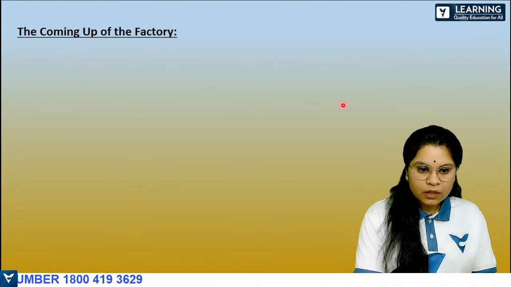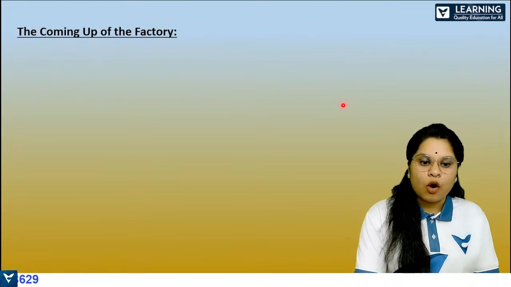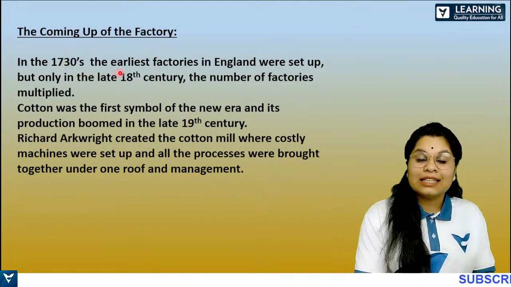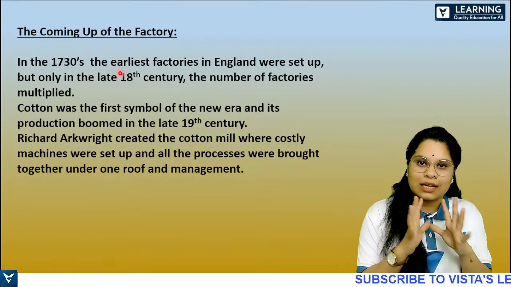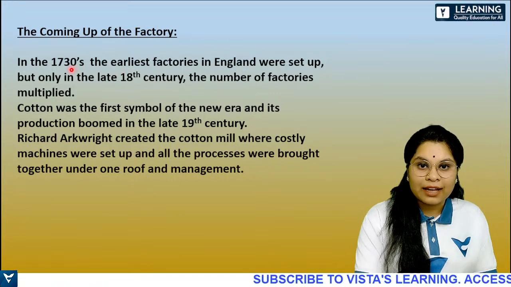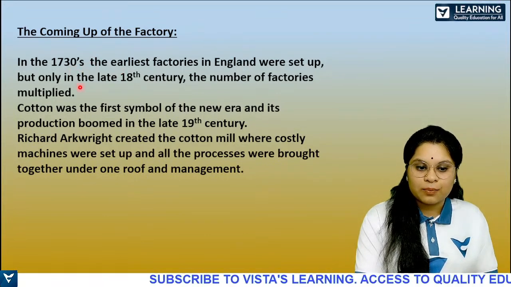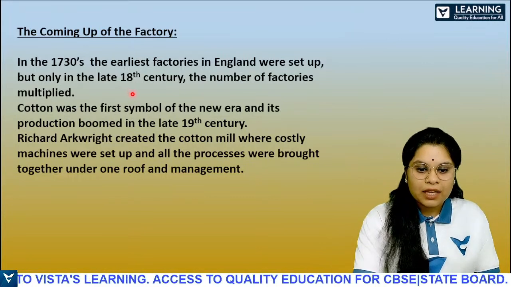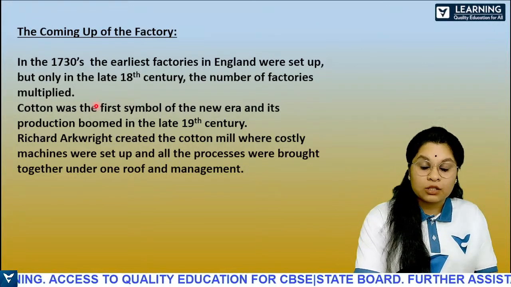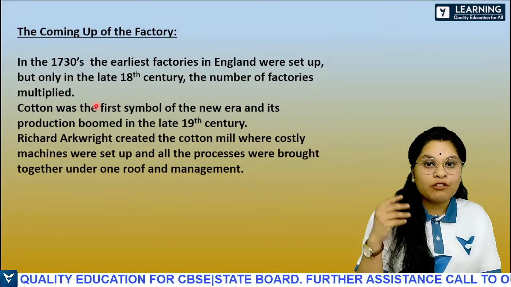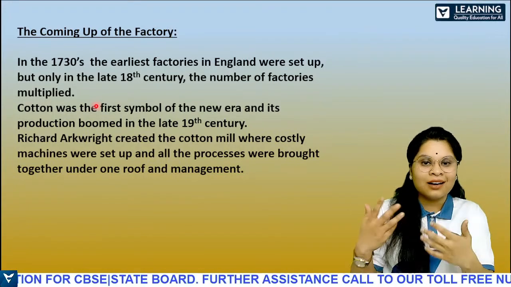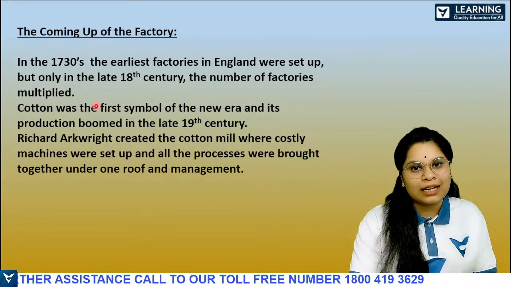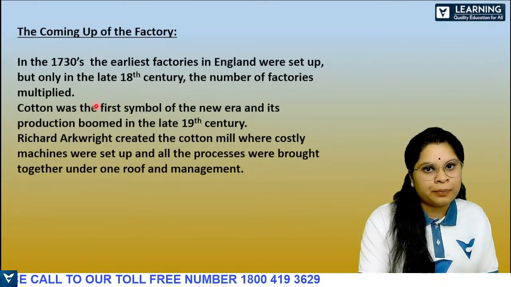Understood? Next is the coming up of the factory. In the 1730s, the earliest factories in England were set up, but in India it was only in the late 18th century. The number of factories multiplied. Though it was late, the number of factories that came into existence was more during that time, and that too within a shorter period of time.